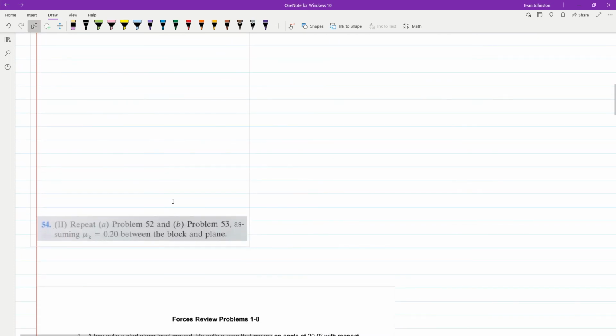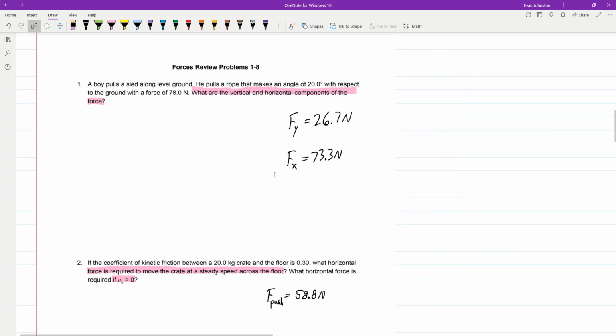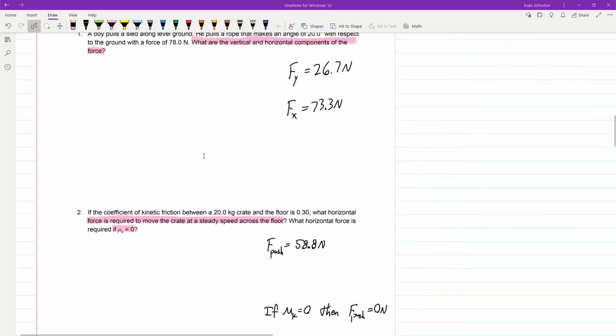Otherwise, let's just keep going on some of these. Let's look at some of these review problems now, prior to our end of unit practice AP exam, a learning check really. So we got some answers for 1 and 2 here.